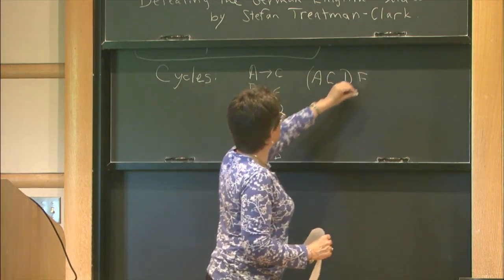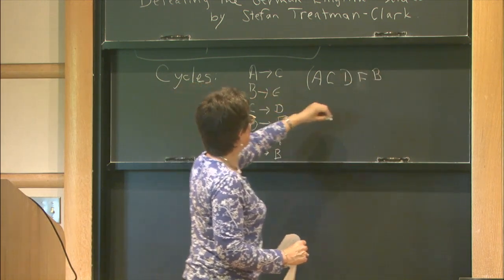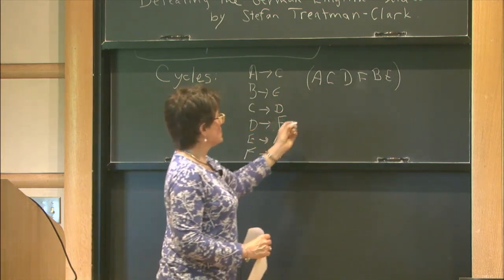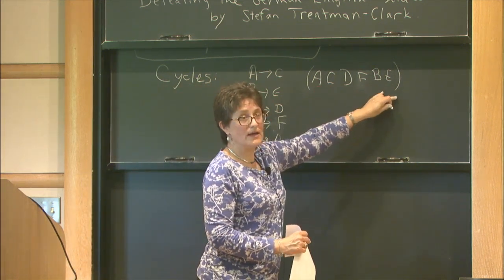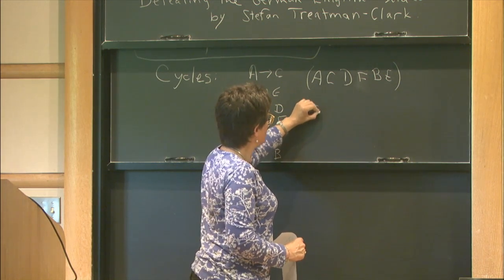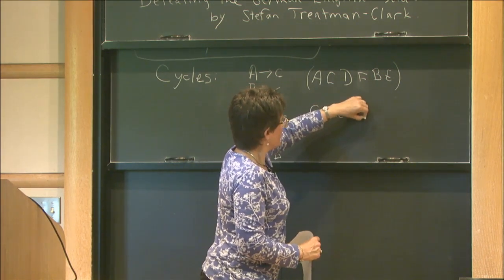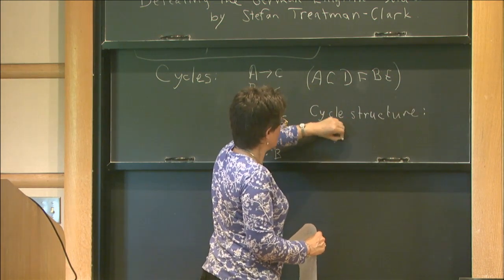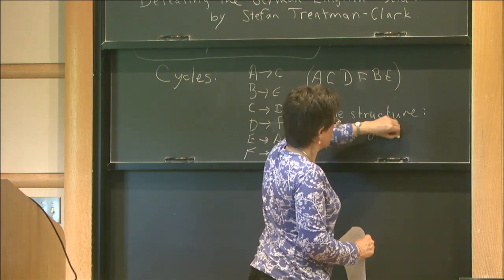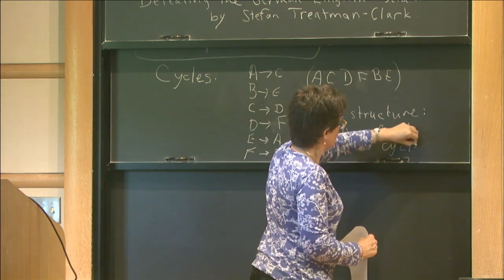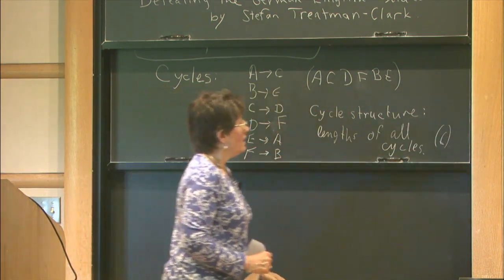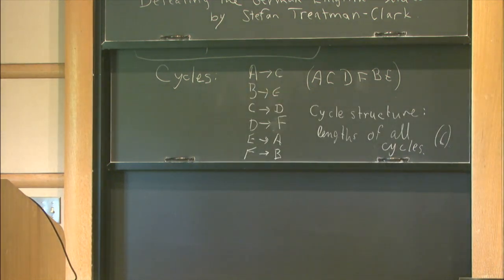Okay, so D goes to F, F goes to B, B goes to E. And so this is one cycle. But in general, this could have been a 3, 2, 1. And then the cycle structure is just the lengths of all the cycles. So in this case, it's just one cycle of length 6. That's it. Okay.